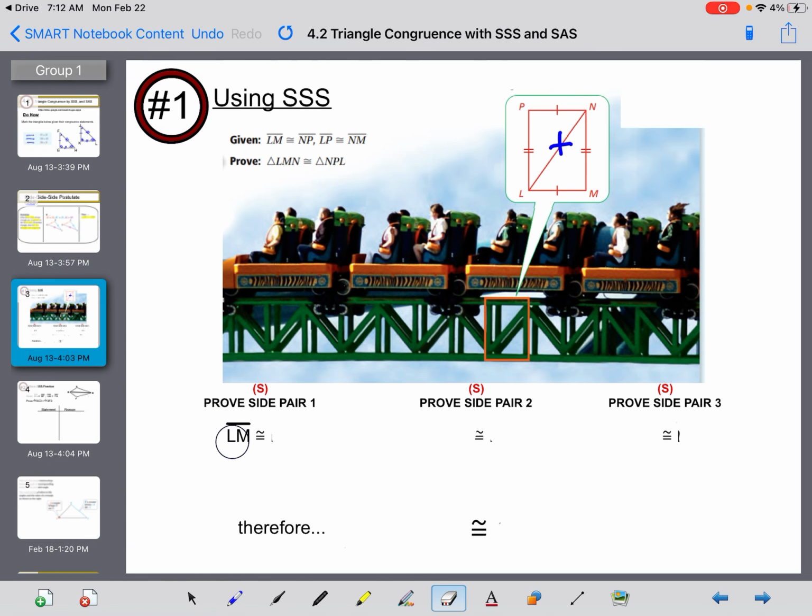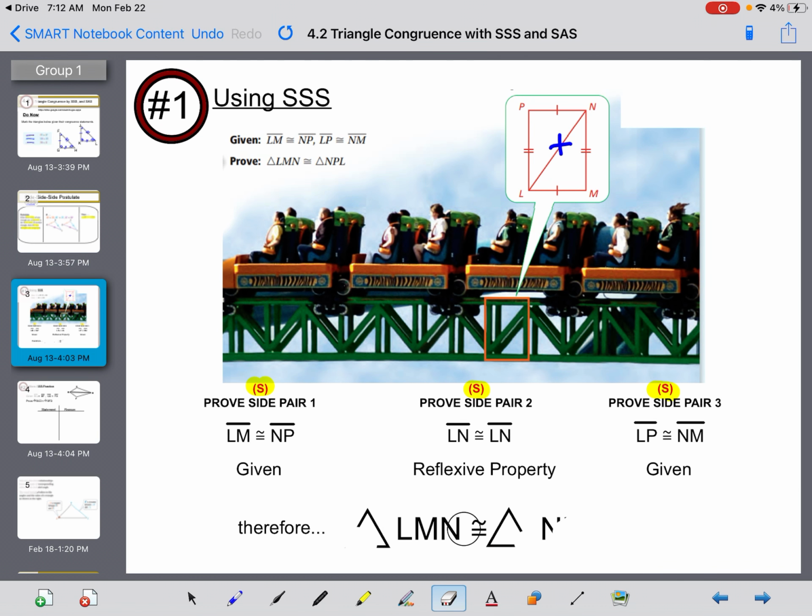And now here's our proof. We have LM is congruent to NP. Well, that was our given. Our other given was that LP was congruent to NM, which was a given. Now we have the last one where I just drew the X over. Side LN is congruent to itself. And when something's congruent to itself, remember we put an X on it because it is reflexive. Therefore, since we have 1, 2, 3 sides, side, side, side, we can say that the two triangles are congruent.